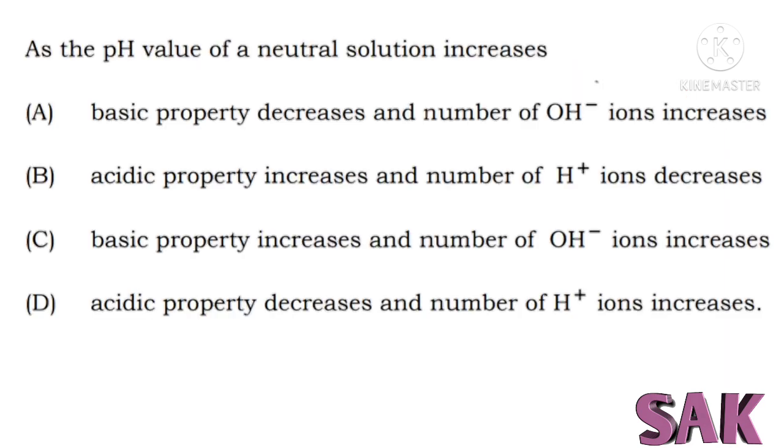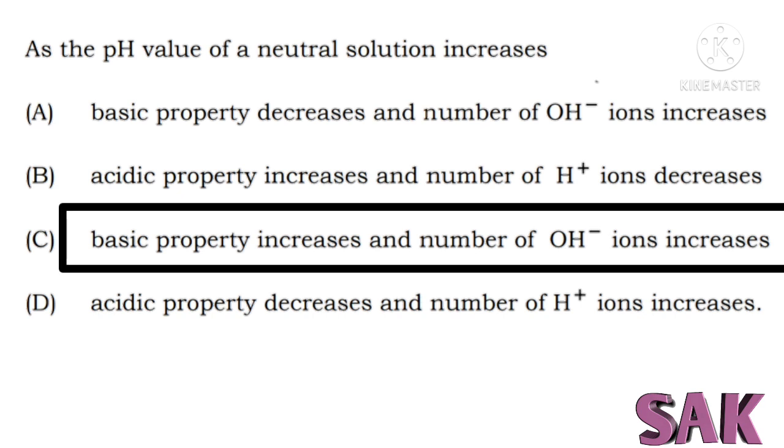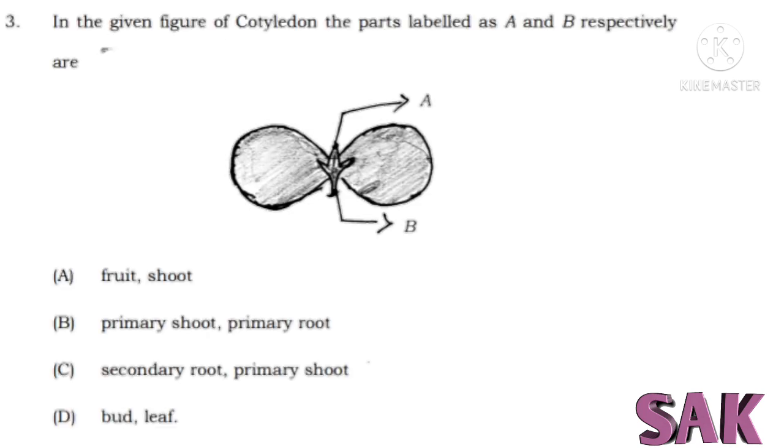Now let us come to the question. As the pH value of a neutral solution increases. Correct answer: basic property increases and number of OH- ions increases. Next question. In the given figure of cotyledons, the parts labeled as A and B respectively are. Before answering this question, let us understand about germination of seed and its parts.